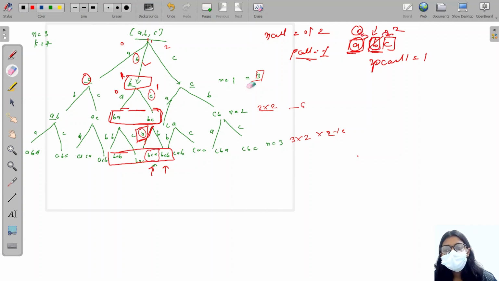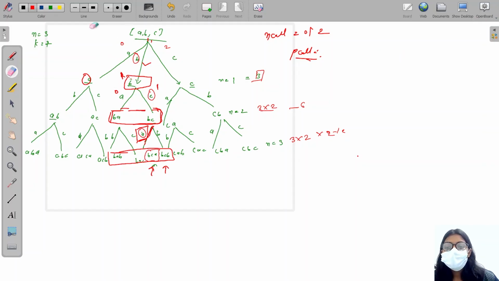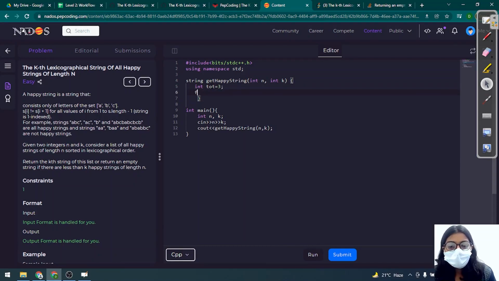Okay. So here, first of all, let's calculate our total. For the first level, the total would always be equal to 3, because for these 3 characters, all the happy strings of length 1 would definitely be 3, right? So initially, int total is equal to 3. Now we'll run a for loop to calculate total for nth length: for i is equal to 1, i should be less than n, i plus plus.